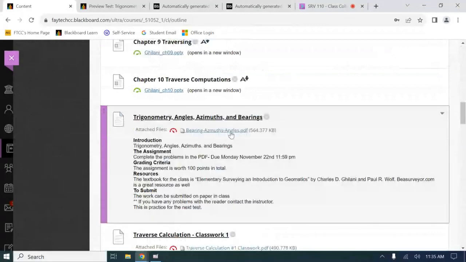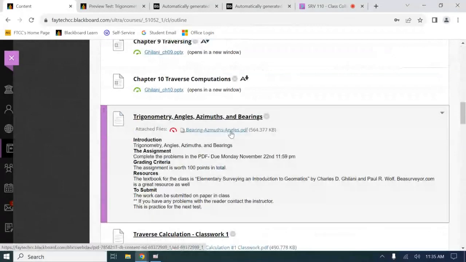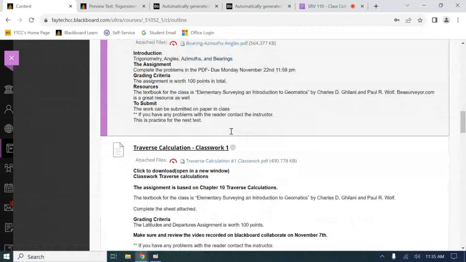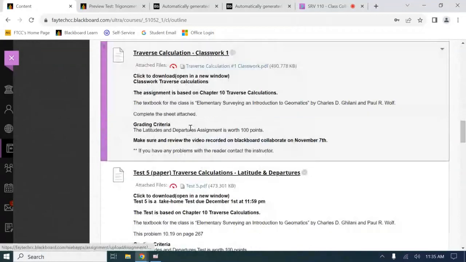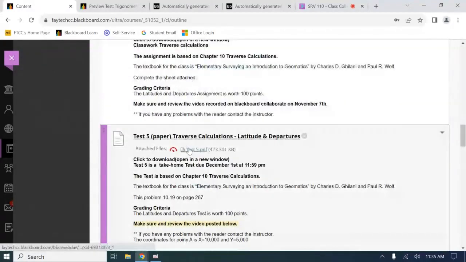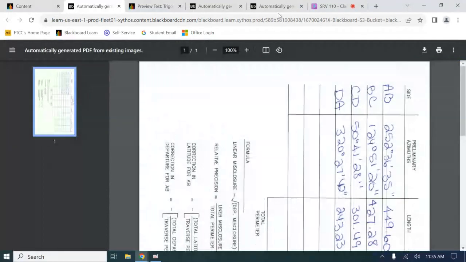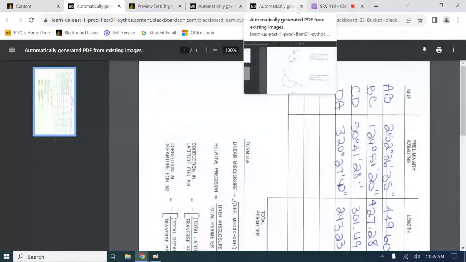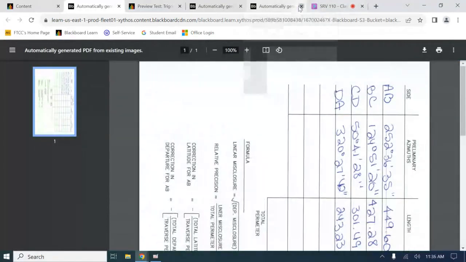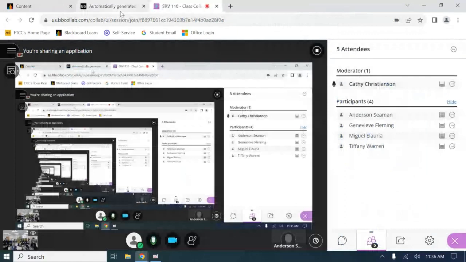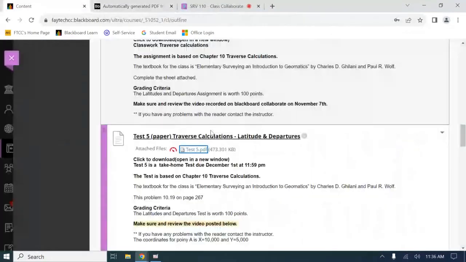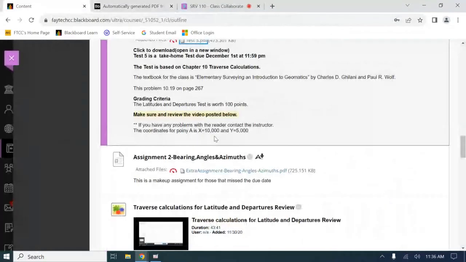No, that's the teaching one. Yeah, that's it, it's got all the pictures on how to do it. Test paper, that's it right there. But it says test 5 there, but nope, that's not it. I printed that out too. There's the assignment.